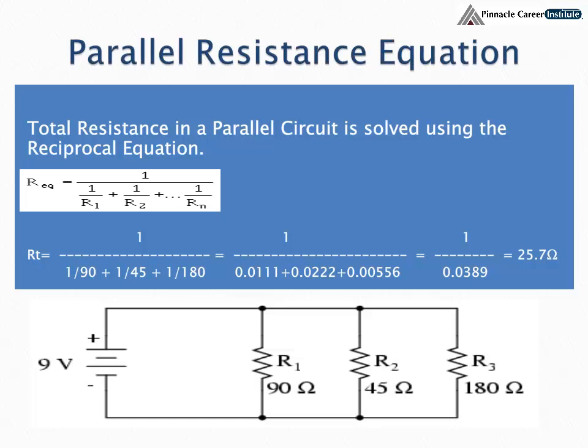So in this case, our total resistance is 1 over R1 plus 1 over R2 plus 1 over R3 and so forth. I've solved this example we have here. I have the 1 over, and then it's 1 over 90 plus 1 over 45 plus 1 over 180. And then I have to convert those into the decimal fractions. And this is the hard part. So you get 0.0111 plus 0.0222 plus 0.00556. I add up the lower fraction and I get 1 over 0.0389. And I hit the reciprocal button on my calculator and I end up with 25.7 ohms.